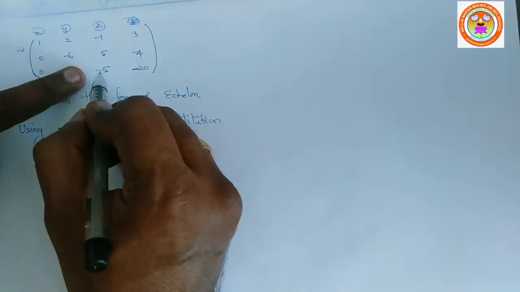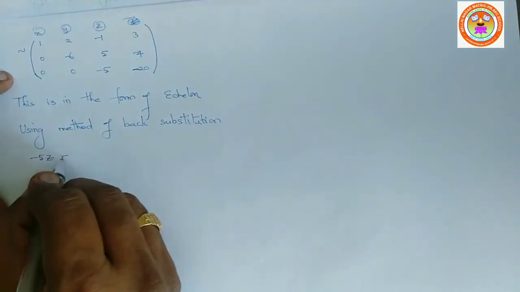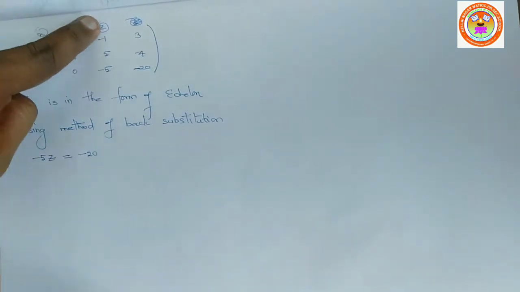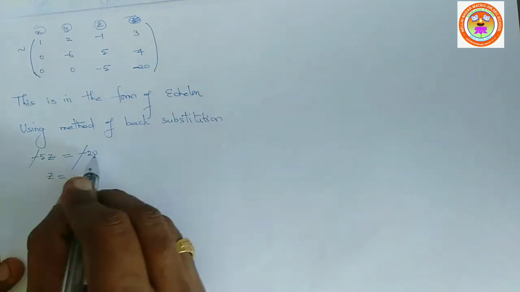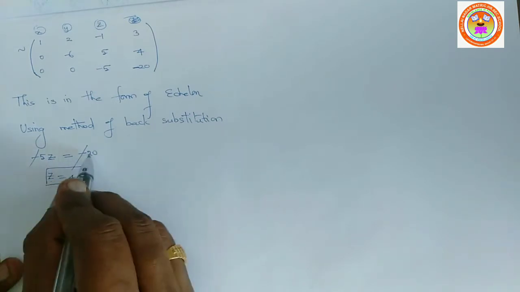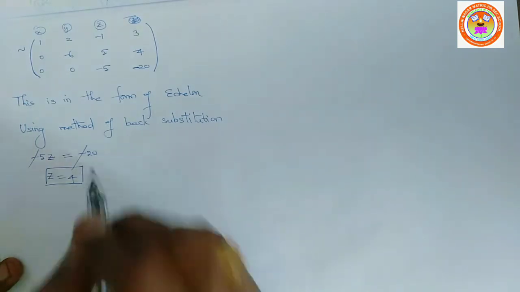For example, this is minus 5 into z. Minus 5z is equal to minus 20. So this minus we cancel. z is equal to 20 by 5. We get the answer as z is equal to 4. So this is the first one.